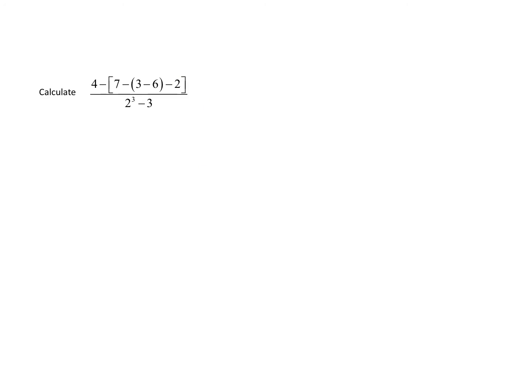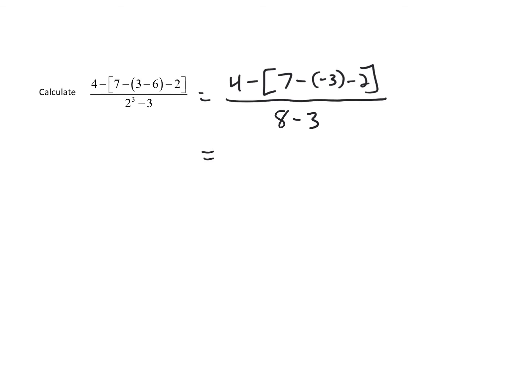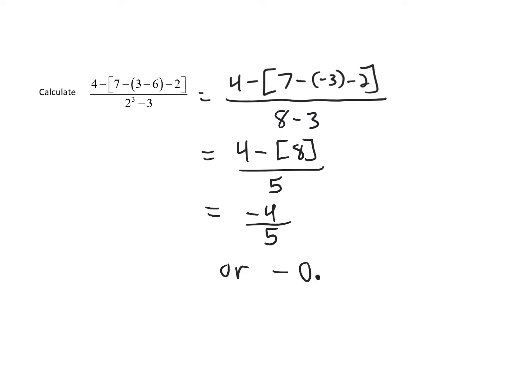Here's another order of operations question. This one also involves nested brackets. So that's brackets inside of brackets. Start inside and work your way out. Now we simplify inside the square brackets. Subtract, and we get negative 4/5 or negative 0.08.